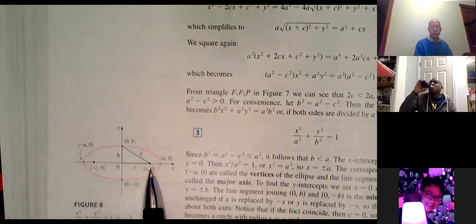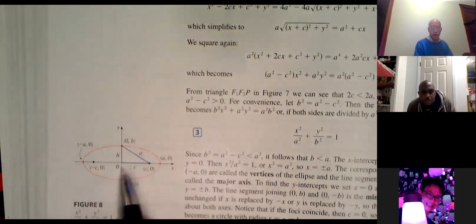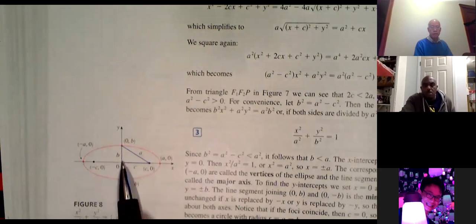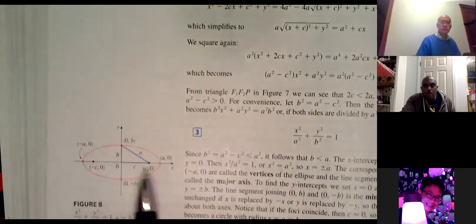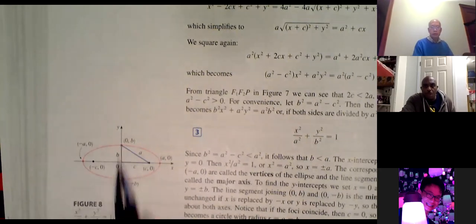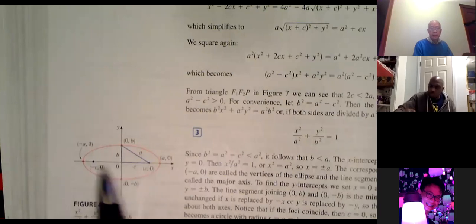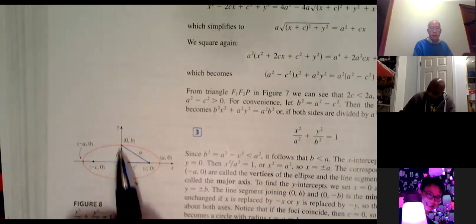Negative c,0 and c,0. This is b. This is a, but this is also a here. From there to there is a. That's a. This is sometimes called the major axis. Makes sense. Guess what that would be? Minor axis, right? So 2a is the major axis as a distance. That's a, that's a. 2b, b and another b, that's the minor axis.